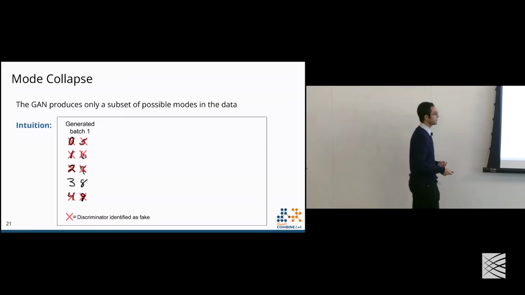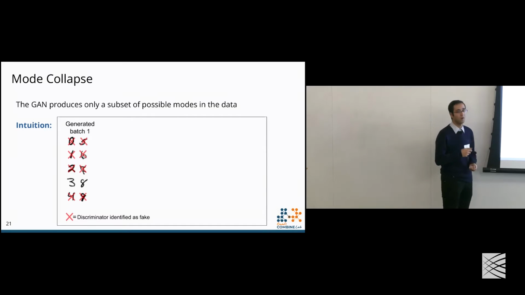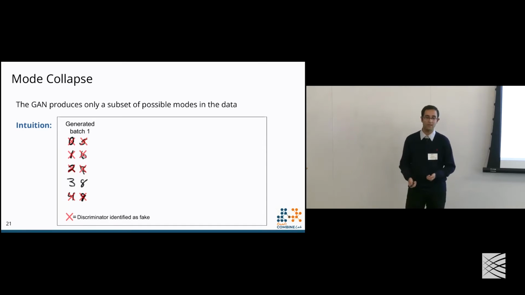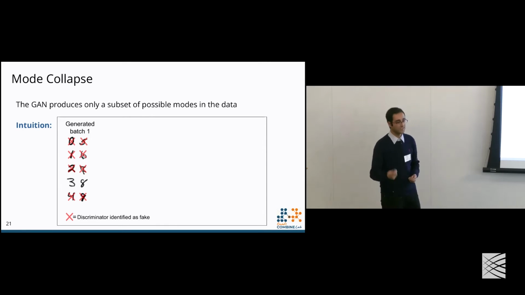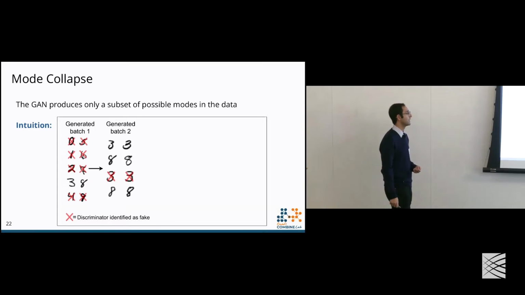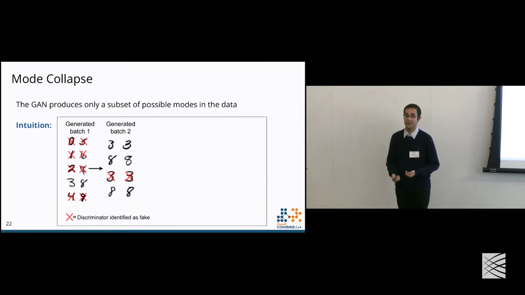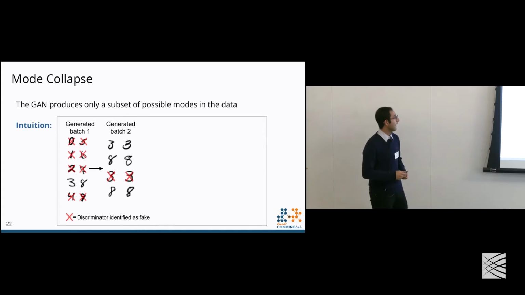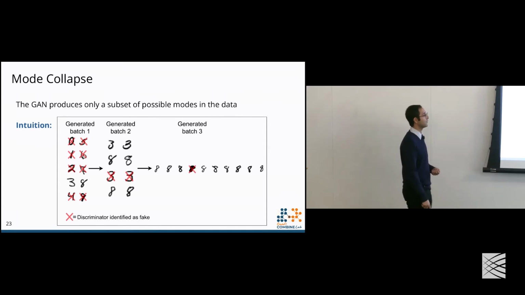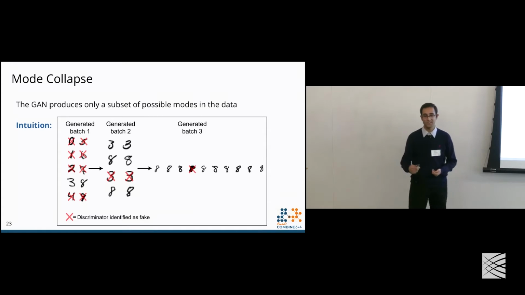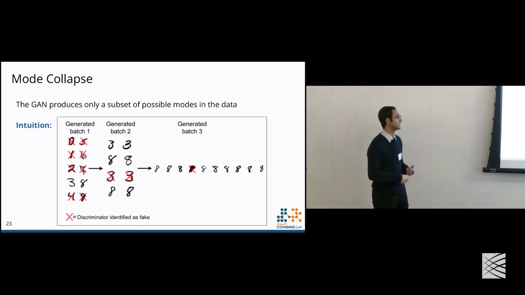However, the discriminator finds that most of these are fake, so it labels them correctly. Now, when the generator receives feedback on the next round, it will only generate 3s and 8s, which weren't correctly identified by the discriminator. And on the next run, it will only generate 8s. So here we see an example of mode collapse because it's not generating from all the different digits.